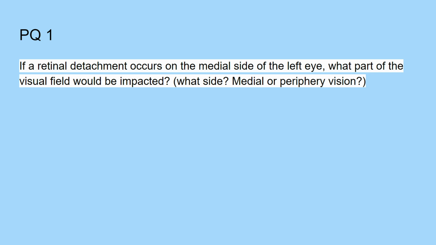Okay, I have a few questions. If a retinal detachment occurs on the medial side of the left eye, what part of the visual field would be impacted? So what side and what is it, medial or periphery? Okay, what side? Yes, you're right. But I'm going to give everyone a minute because I feel like they're thinking about it.